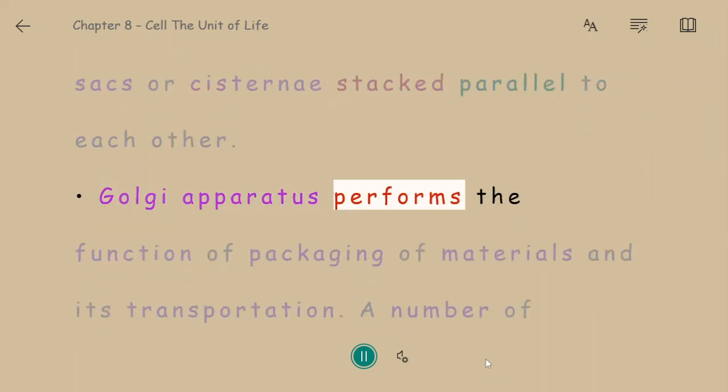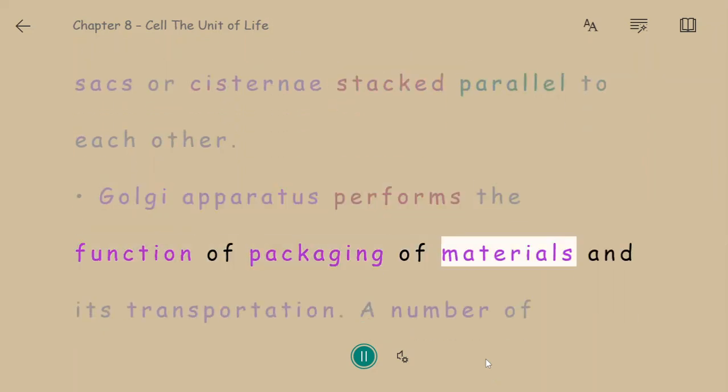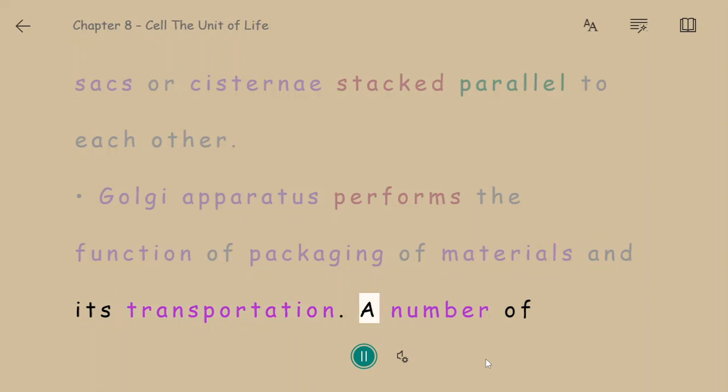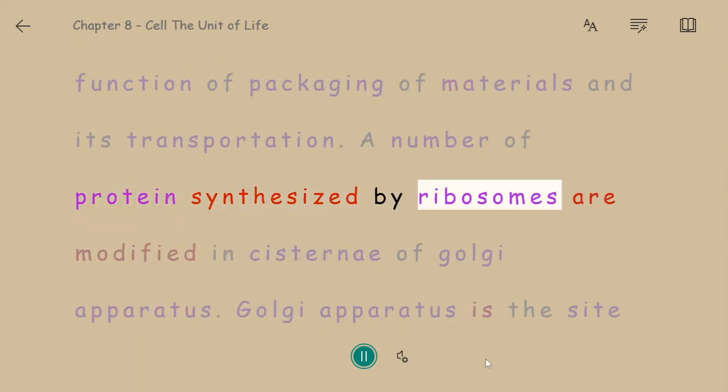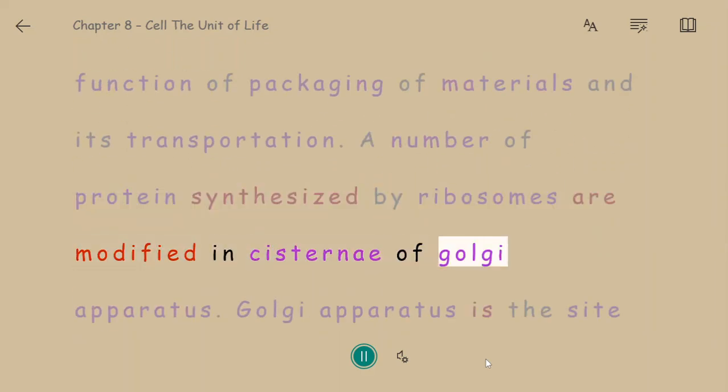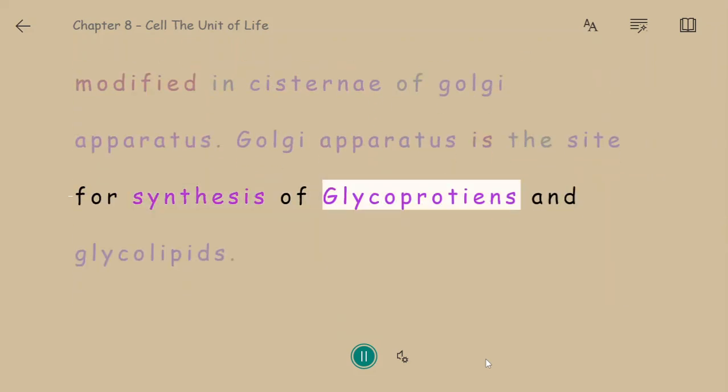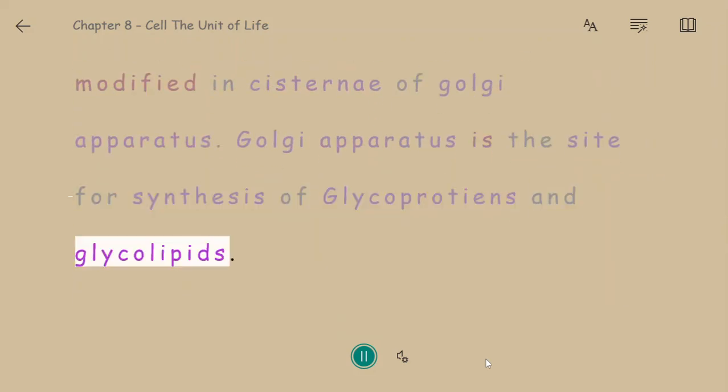Golgi apparatus performs the function of packaging of materials and its transportation. A number of proteins synthesized by ribosomes are modified in the cisternae of the Golgi apparatus. Golgi apparatus is the site for synthesis of glycoproteins and glycolipids.